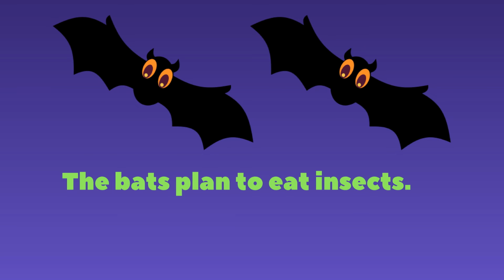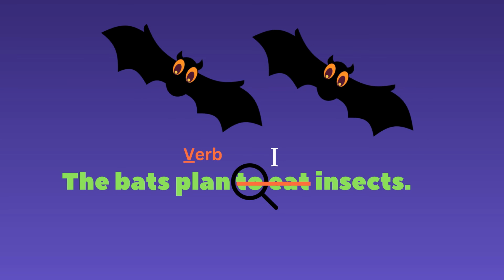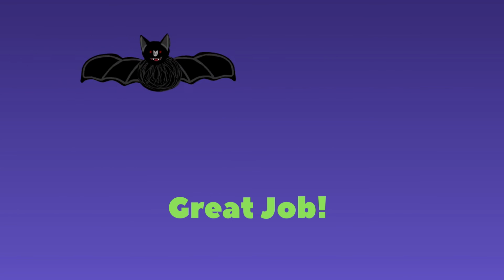The bats plan to eat insects. Pause the video and write down the infinitive, then write down the verb. If you said that the infinitive is to eat, then you are correct. Plan is the verb. Great job. We have one more example left.